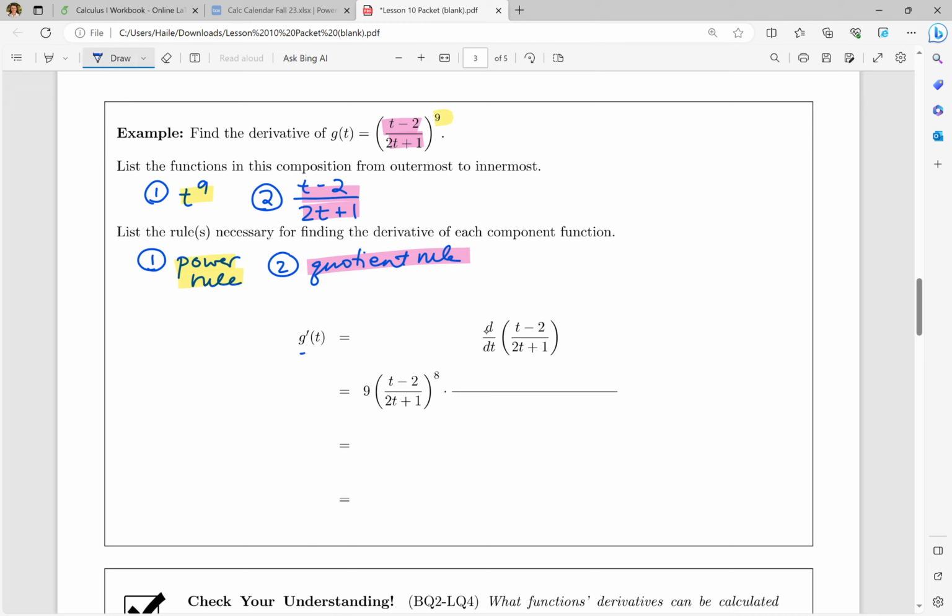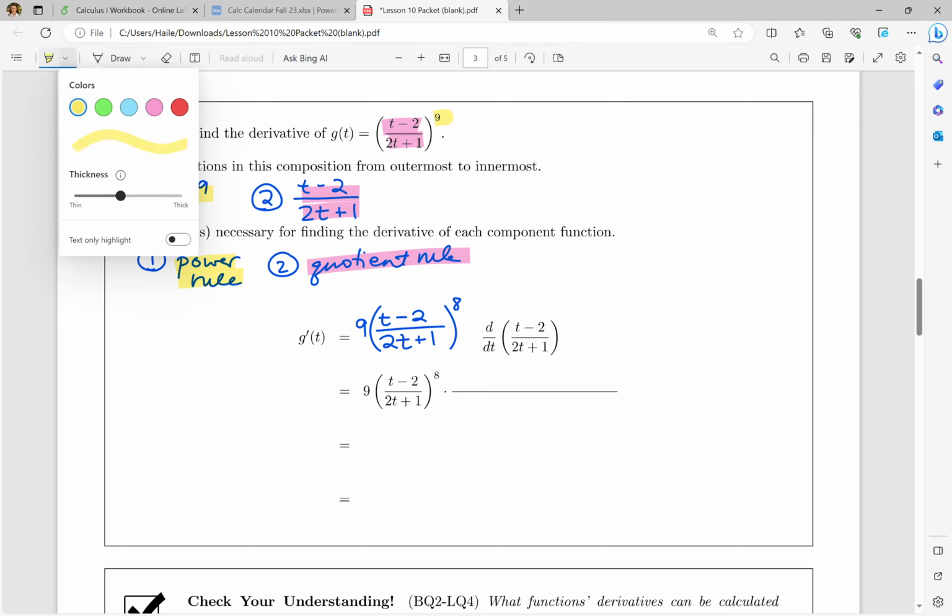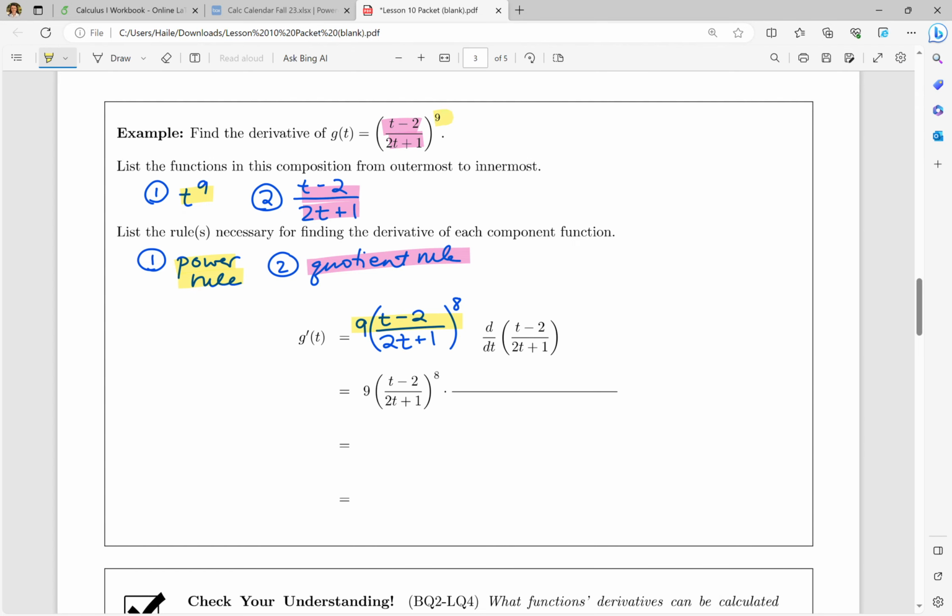So we have g prime, so that's our derivative. g prime of t is going to be the derivative of t to the 9th. So we take t to the 9th as 9t to the 8th, but I want to plug in that pink function on the inside. So we have that quotient (t minus 2) over (2t plus 1), and then I multiply by the derivative of the quotient. So this is the derivative of the yellow function, and then now I want to take care of the pink function.